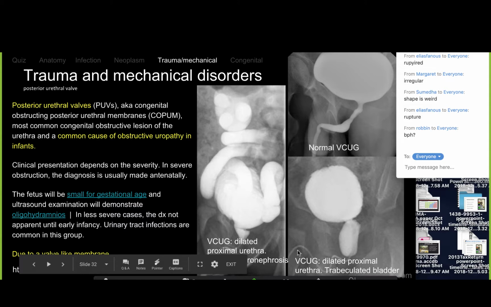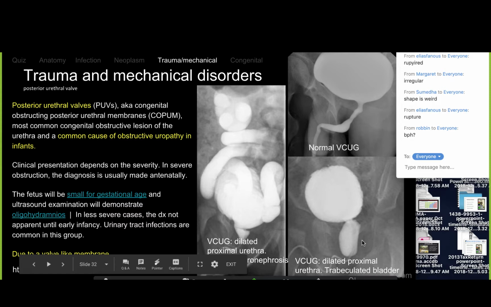VCUG, voiding cystourethrogram. So you look at the bladder plus the urethra, and what you see is that it's dilated up until this point here, and it's due to this little membrane that's causing obstruction of flow. These are usually diagnosed prenatally in male fetuses because they can get severe hydronephrosis and reflux bilaterally. The diagnosis is important because otherwise you can cause bilateral kidney failure.